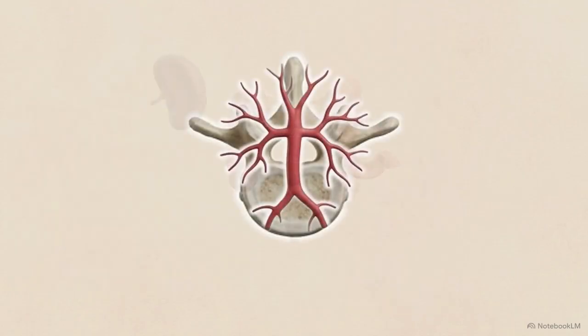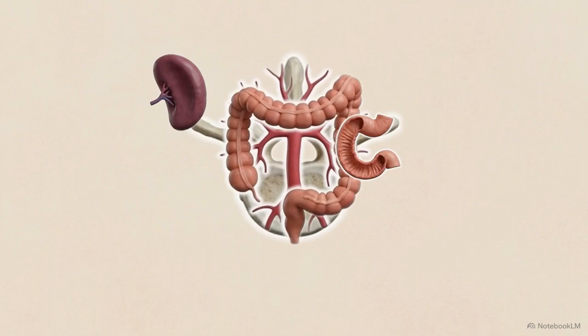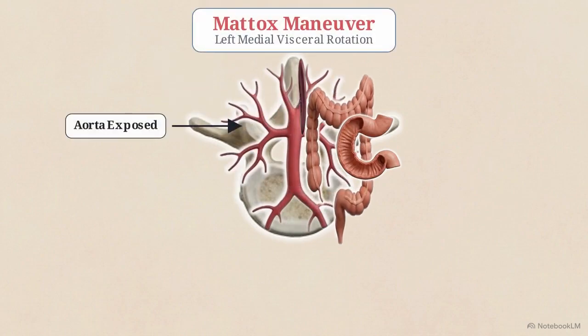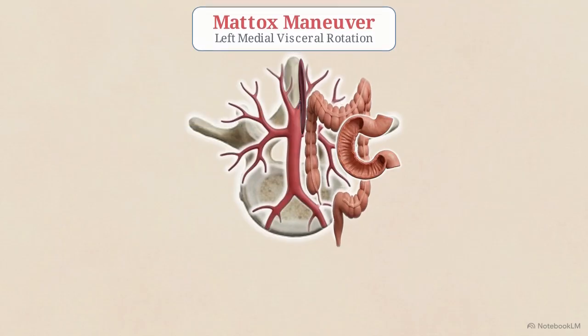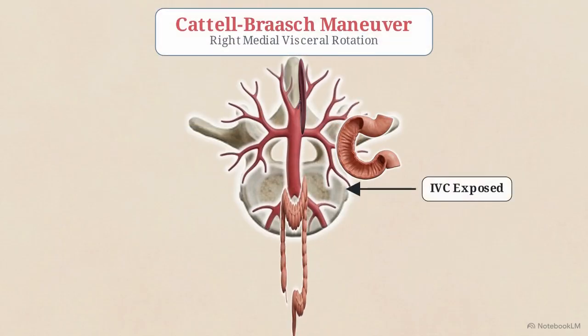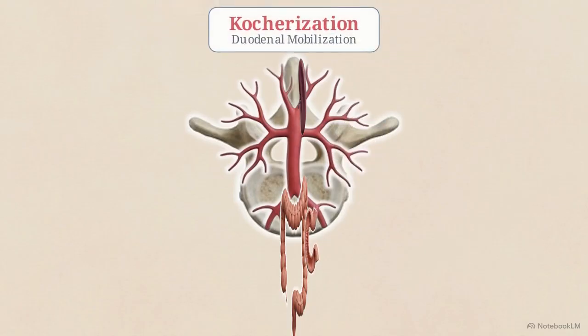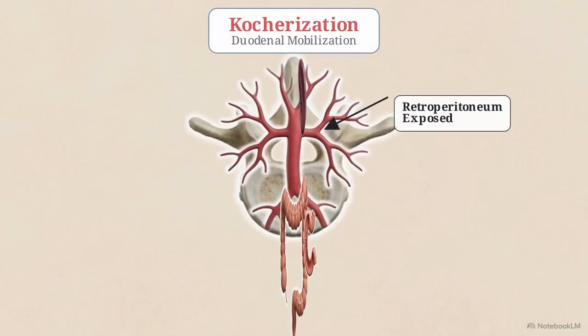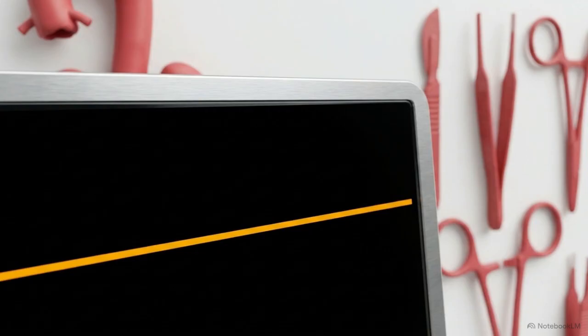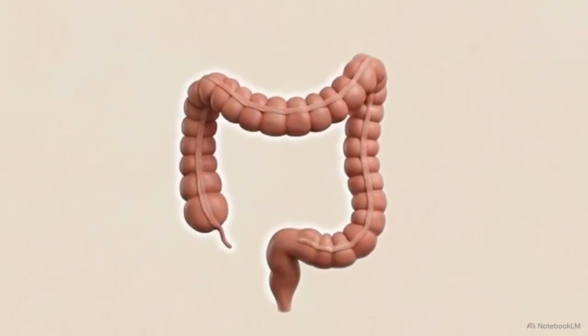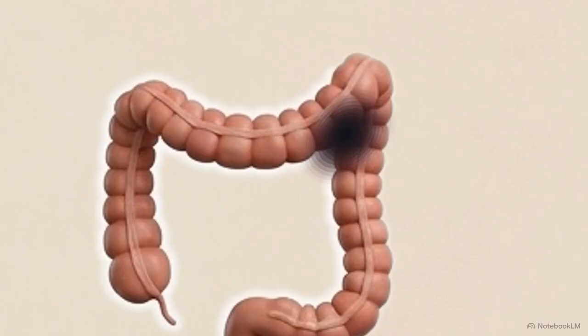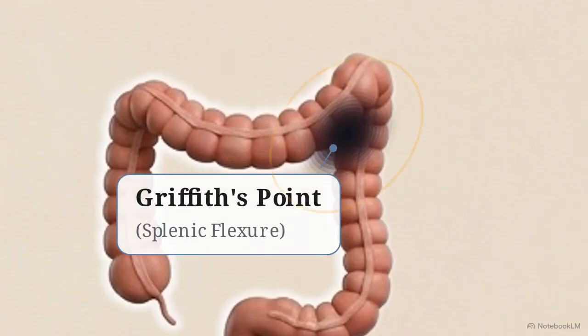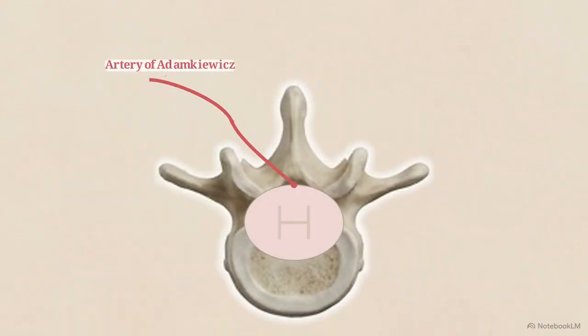Accessing deep vascular structures requires extensive mobilization. Exposing the aorta requires the Mattox maneuver, rotating the left viscera medially. The IVC requires right-sided rotation via the Cattell-Braasch maneuver, and retroperitoneal structures demand cauterization of the duodenum. The consequences of these operations are severe. Cardiovascular failure remains the leading cause of death after AAA repairs. Patients face late-stage complications like aortoduodenal fistulas, localized left colonic ischemia at Griffith's point, or permanent paraparesis if the artery of Adamkiewicz is compromised during aortic clamping.